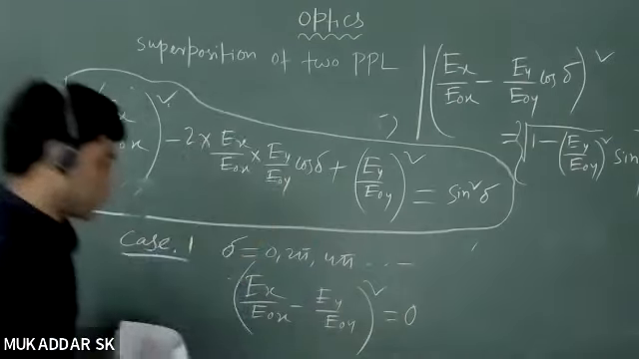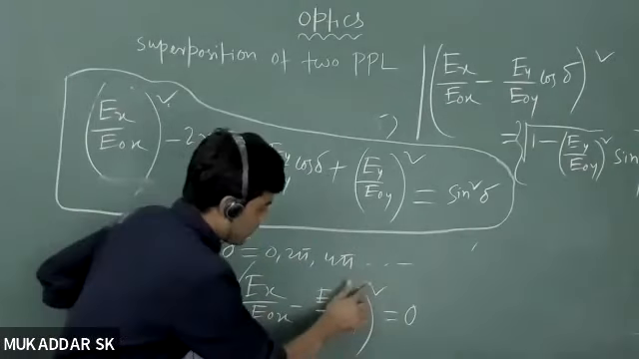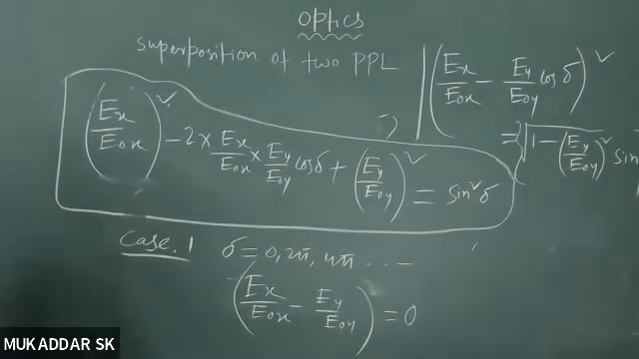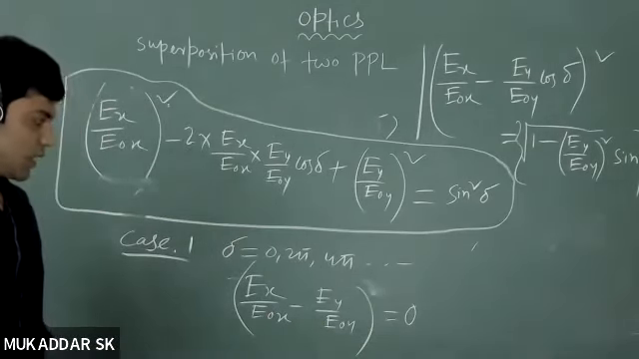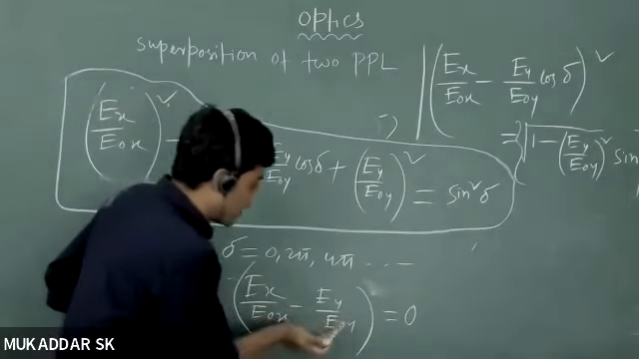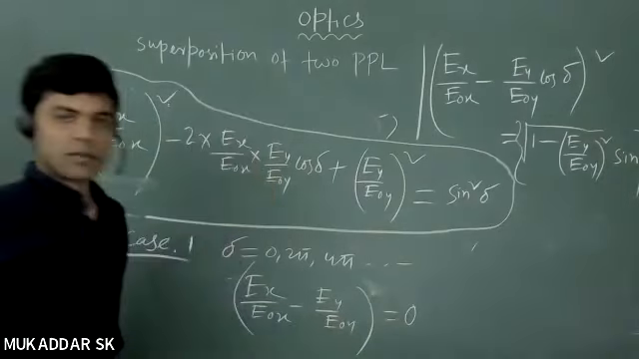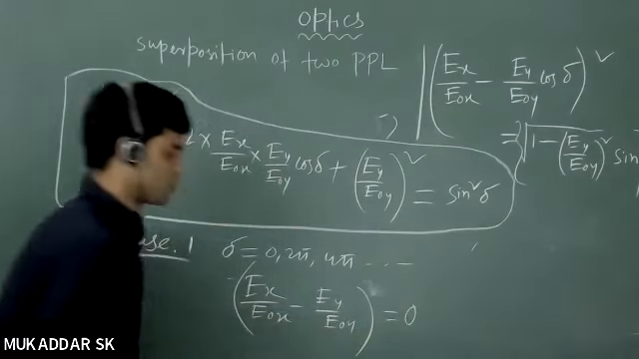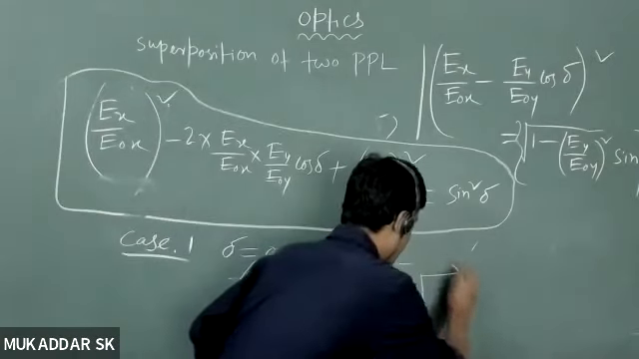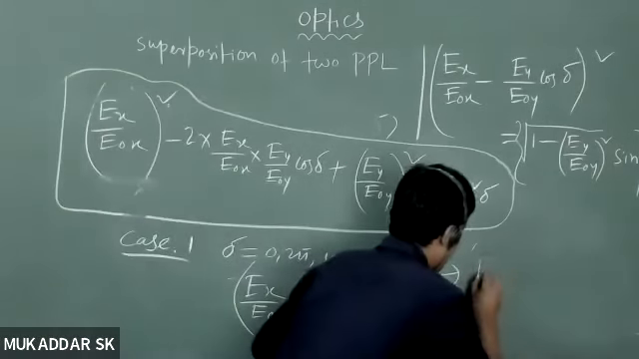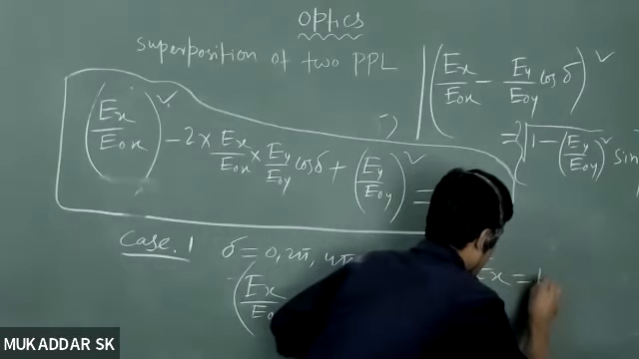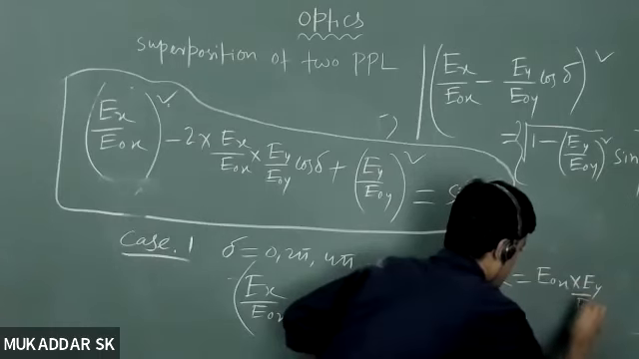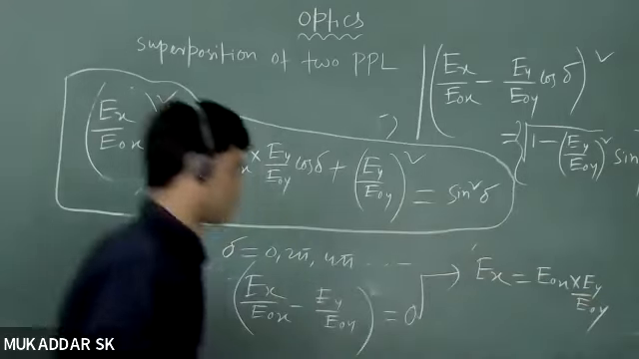So if I remove this square, again it will be 0, because the square root of 0 is how much? 0. Is this clear what I'm saying? If the square is 0, then simply Ex by E naught x minus Ey by E naught y should be equal to 0. So can I write this equation like Ex equals E naught x into Ey by E naught y? I can write like that, right?